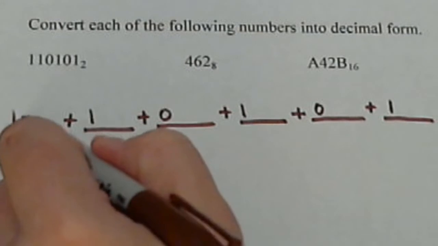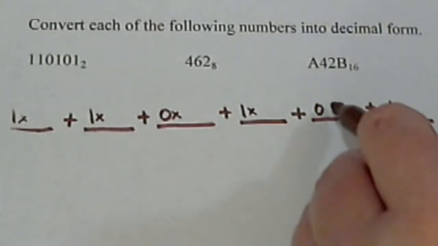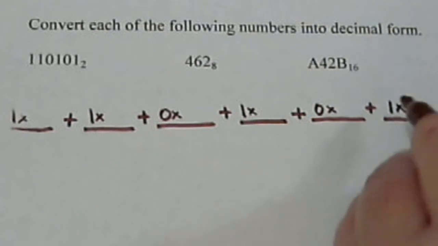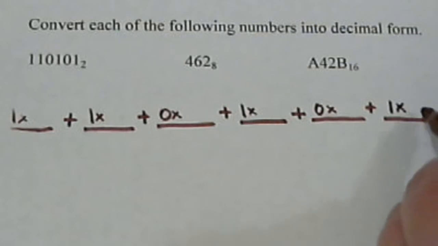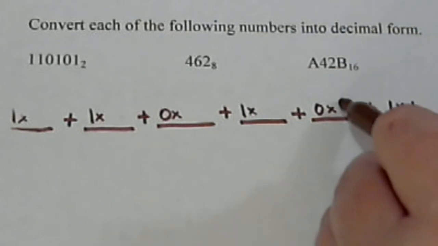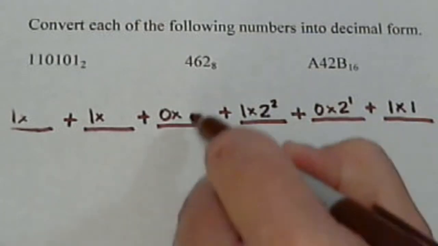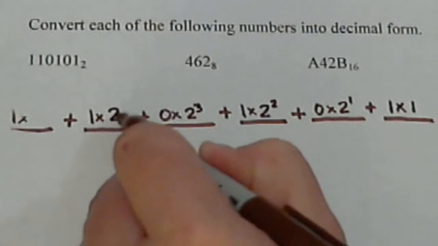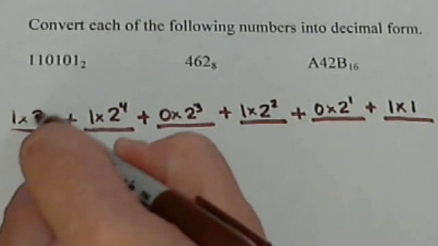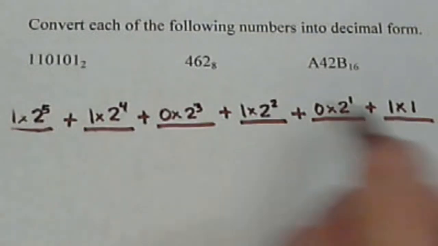Now the place values for each of these are going to be powers of 2. And we're going to multiply those. So the first one is 2 to the power 0, which is really just a 1. Then we have 2 to the first power, 2 to the second power, 2 to the third power, 2 to the fourth power, and 2 to the fifth power. So we simplify these down.